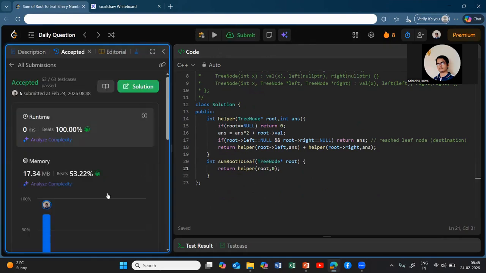I hope if you do understand the solution, the coding portion is very easy for this. And yeah, that's all. You get a decent runtime as well as memory.